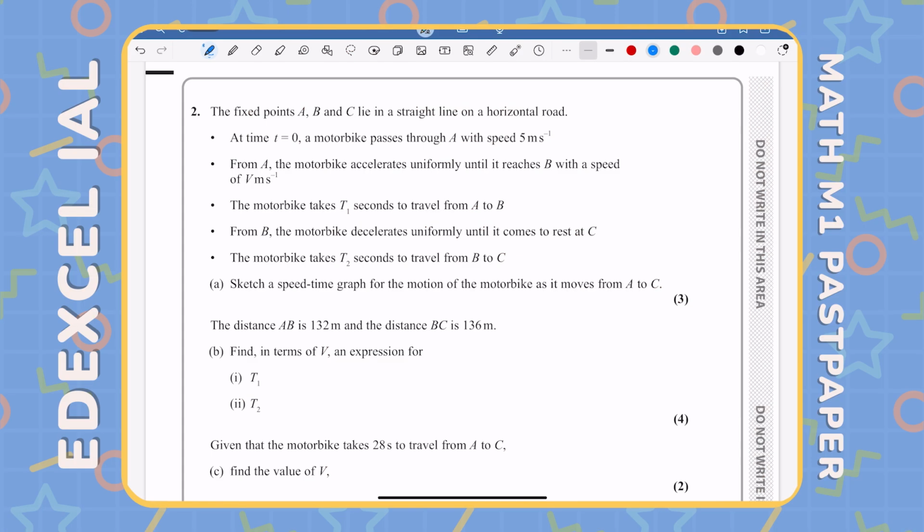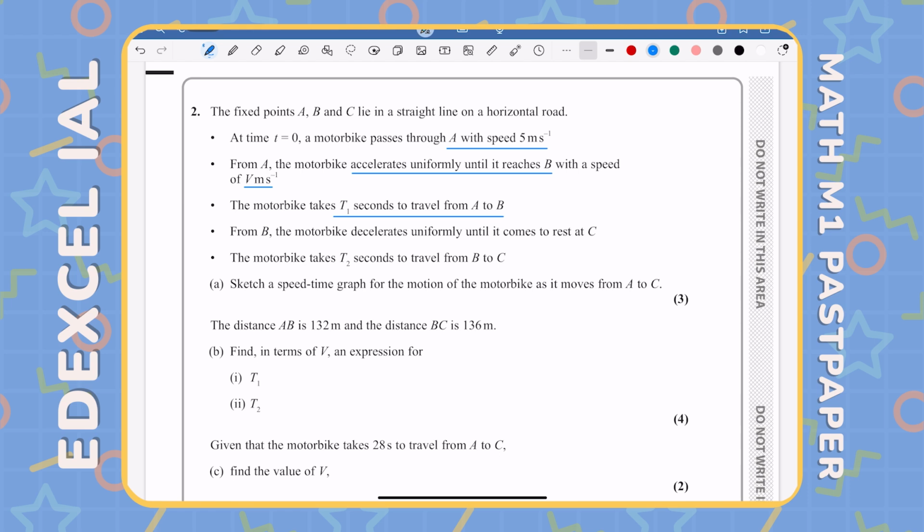All right, now let's have a look at question number 2, which is from kinematics. Let's see what it says. The fixed points A, B, and C lie in a straight line on a horizontal road. At time t equals 0, a motorbike passes through A with speed 5 meters per second. From A, the motorbike accelerates uniformly until it reaches B with a speed of v meters per second. The motorbike takes t1 seconds to travel from A to B.